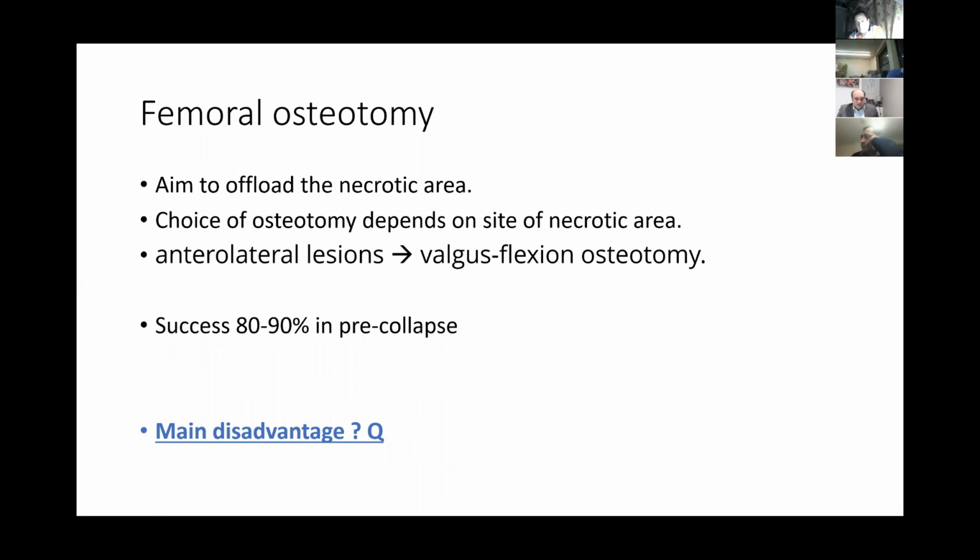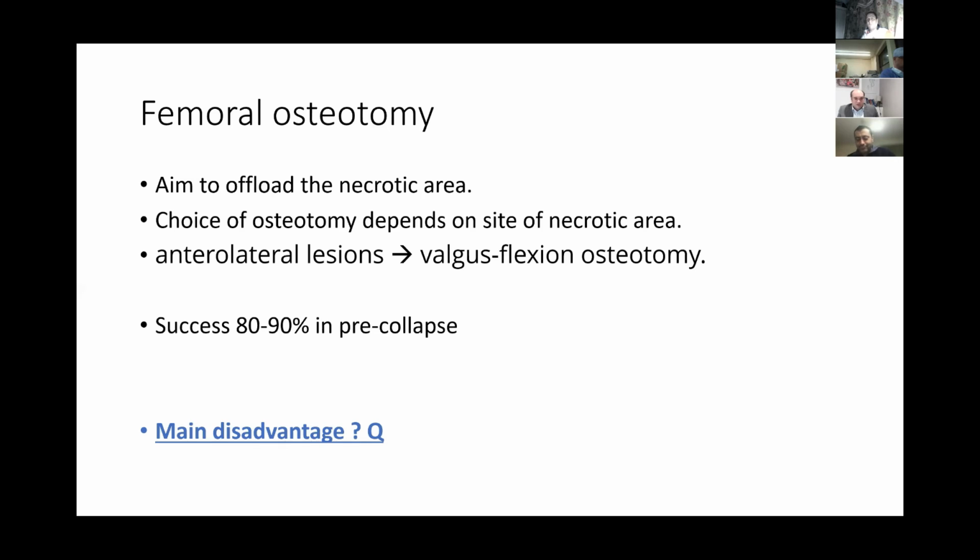Then comes the femoral osteotomy, which if I were to mention, I would mention really briefly, and I would not really advocate for it. It does aim to offload the necrotic area. The choice of osteotomy would differ according to where the necrotic area is. Usually the necrotic area is anterolateral, so it's a valgus flexion osteotomy. And the studies are quoting 80 to 90% success.